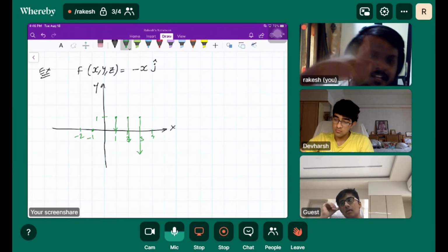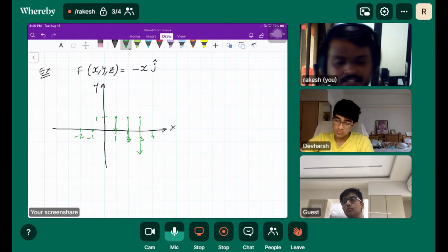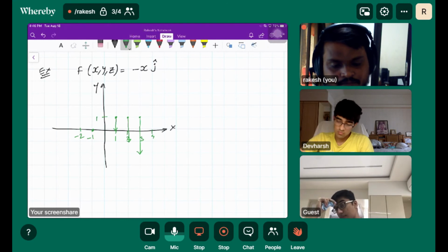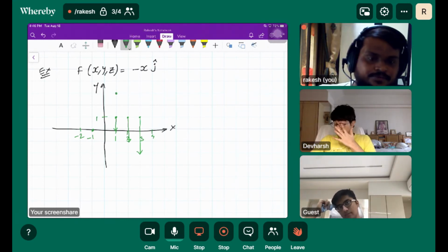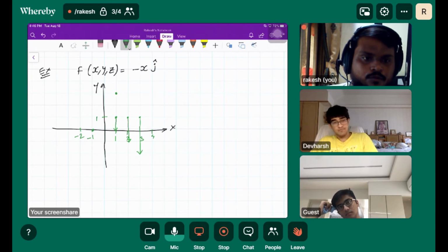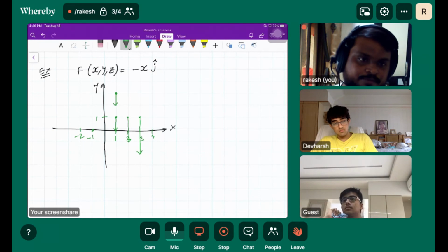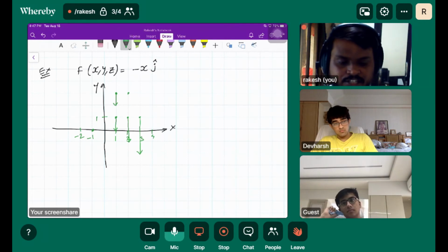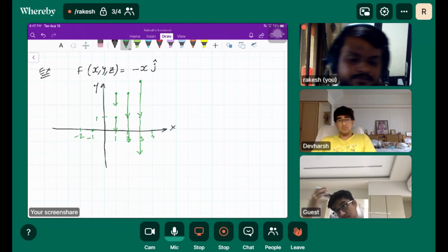So 3, minus 3. So the whole vector field is parallel to the y axis. If you take this point, what is the x coordinate here? 1. So my vector would be down like this, minus 1j. If I take this point, this will be my vector. If I take this point, this will be my vector, isn't it?